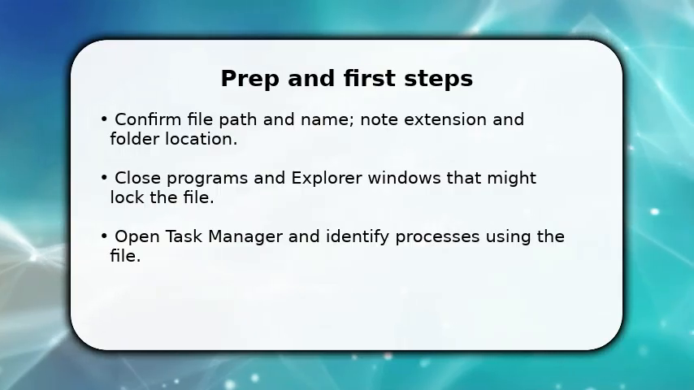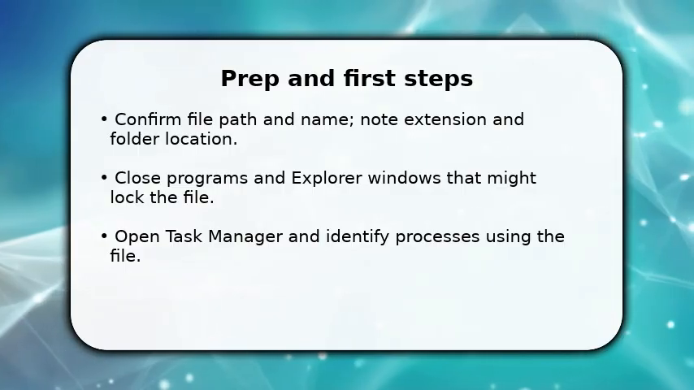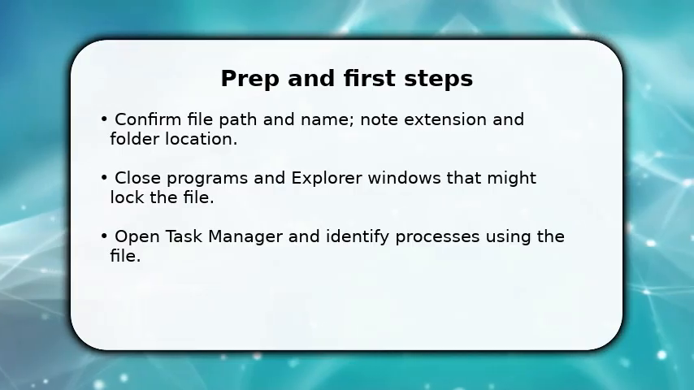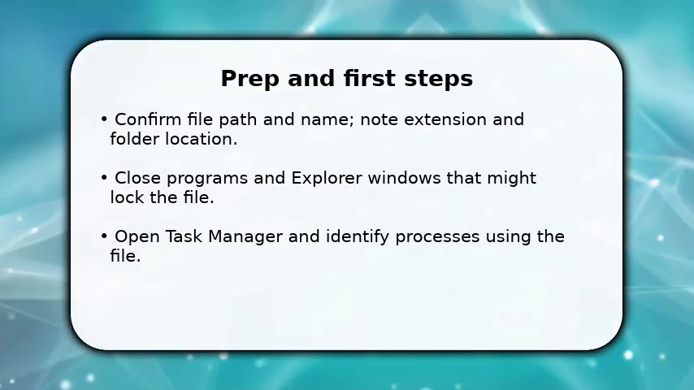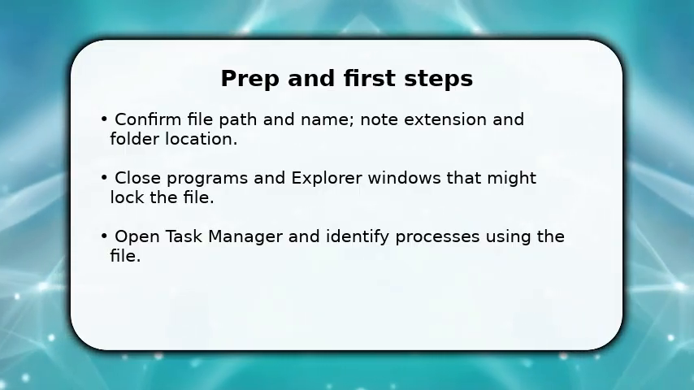Open Task Manager, sort by name or disk, and look for processes accessing that folder. Once done, right-click the process and choose End Task to release handles. Make sure to save any work first, because killing processes can close other documents unexpectedly.